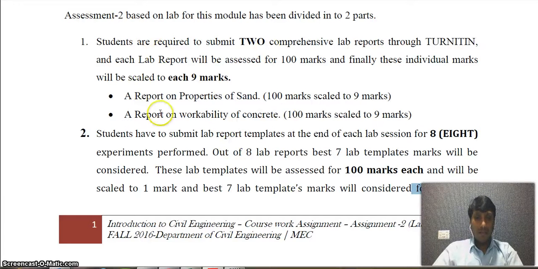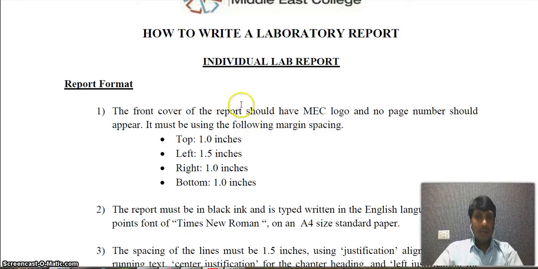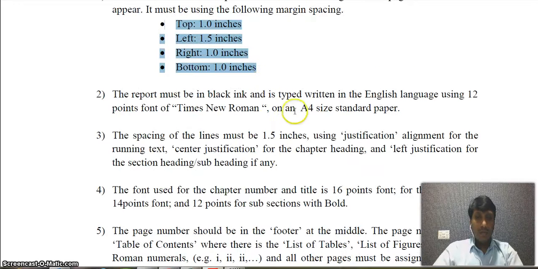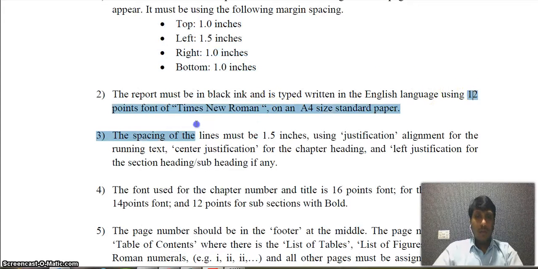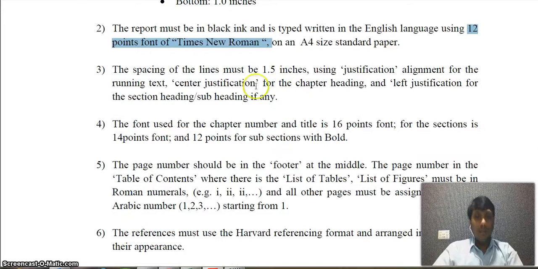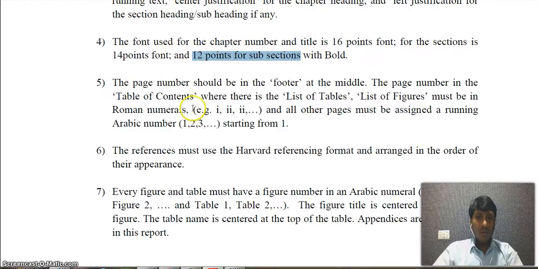These are the tasks, the same thing which I have explained to you. The report format: these are the page margins, and you have to use Times New Roman, font size 12 for writing and size 14 for headings. What spacing you have to give? Chapter numbers size 16, headings size 14, subsections size 12 with bold.